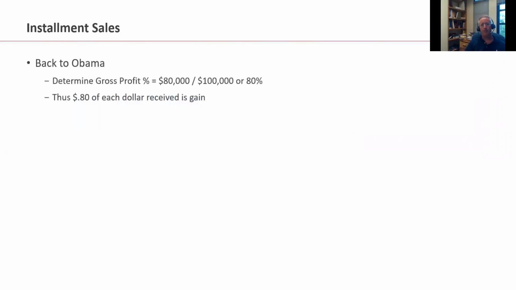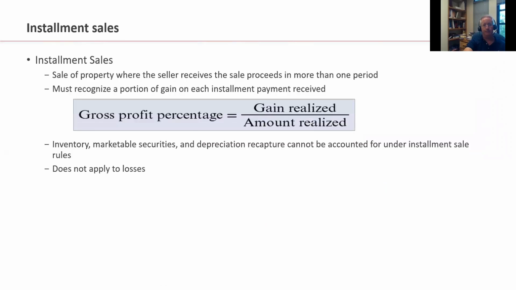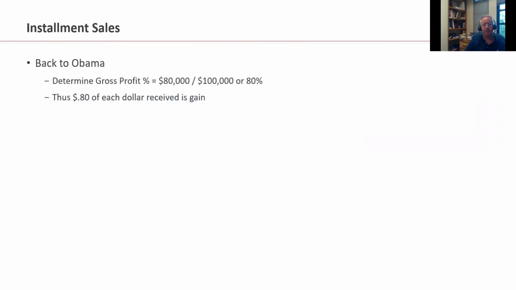So let's go back to Obama. Let's determine his gross profit percentage. Let's flip back to that slide for a second. There it is. So what was his realized gain? It was 80,000. What was his amount realized? That was 100,000. That means his gross profit percentage is 80%, which means that every dollar Donald pays him, 80 cents of that is going to be gain.